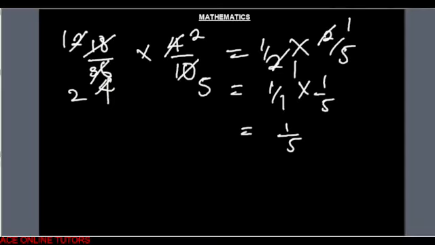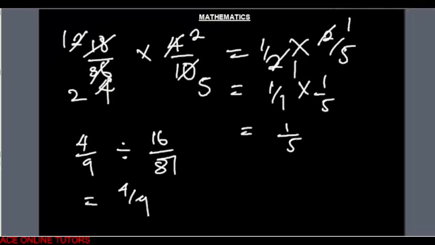Let's say we have been asked to do 4 over 9 divided by, let's say, 16 over 81. How are we going to do this? We do the same thing. Now we say 4 over 9, you change this to multiplication, multiply by this, will become the reciprocal. That will be 81 over 16.